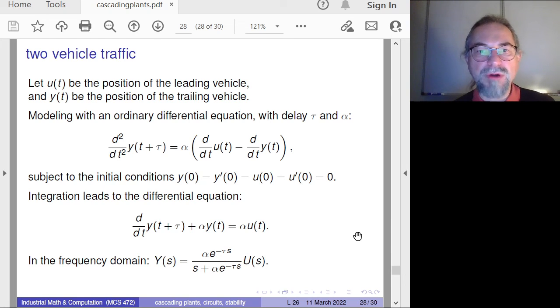So here there are more parameters in the model. We have a parameter alpha and the delay parameter tau. In the frequency domain, when we consider the Laplace transform of the input and the Laplace transform of the output, you see that you will have s times Y of s, and then also alpha times Y. The delay term is expressed with this minus tau times s in the exponential function. Okay, so that's our model.